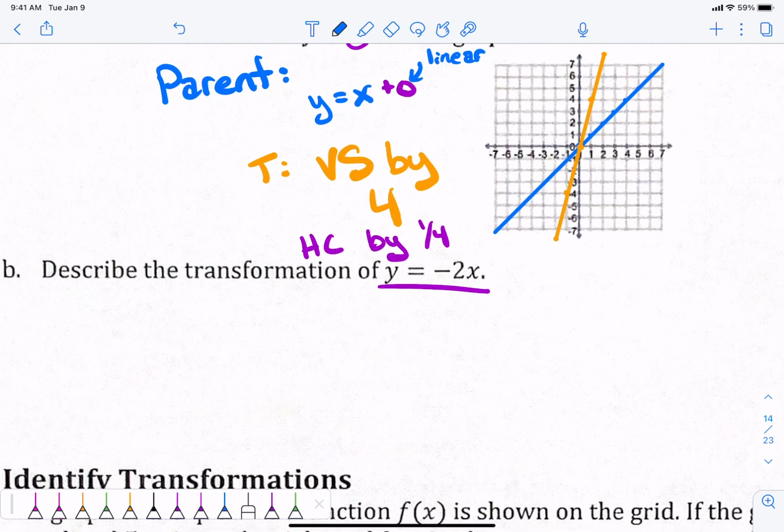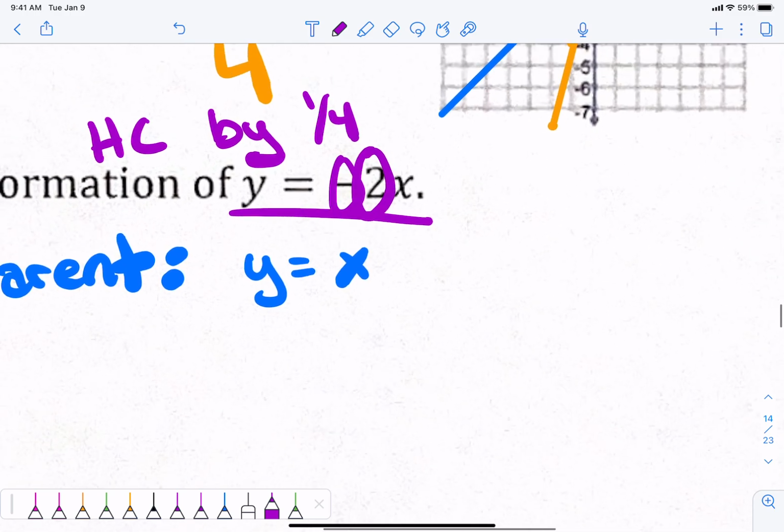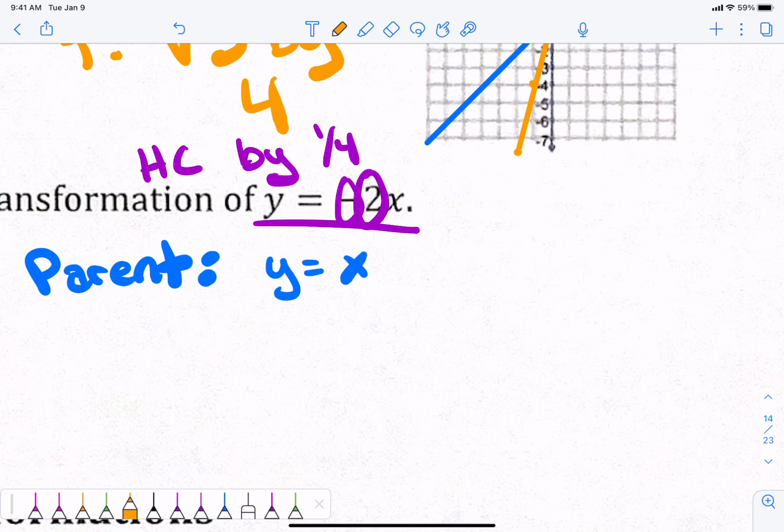HC stands for horizontal compression. And vertical stretch by. Okay, so part B, they don't have us graph this. What's the parent? y equals x. This is a linear function. Now, be careful when there are negatives involved, because technically there are 2 things happening to this function. It's a reflection and another thing, right? So there are 2 things, and that is totally legal. So the parent function is y equals x, and then we have 2 things happening. I'm going to do 1, 2.